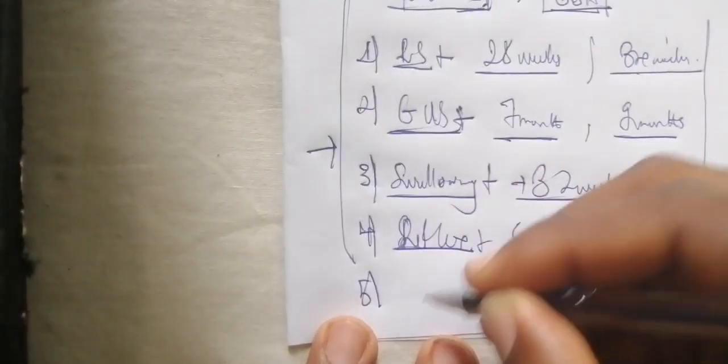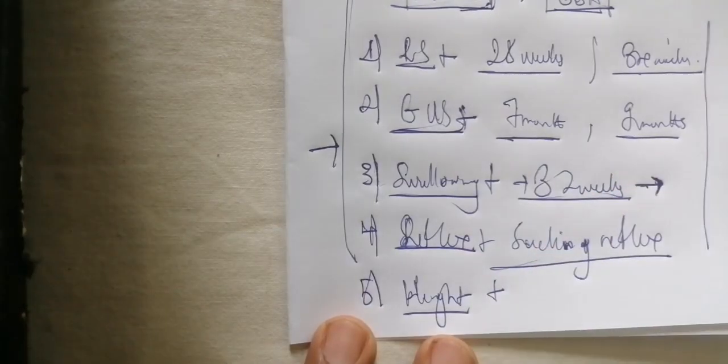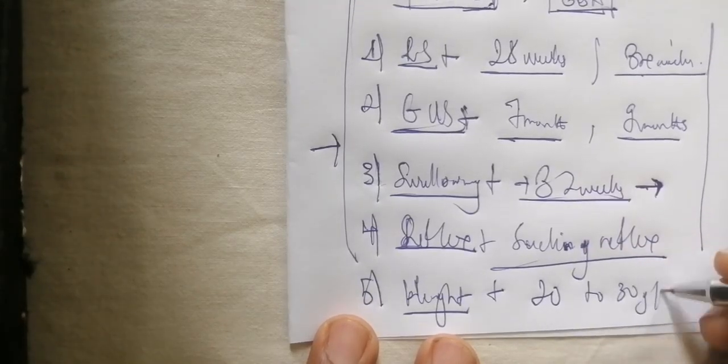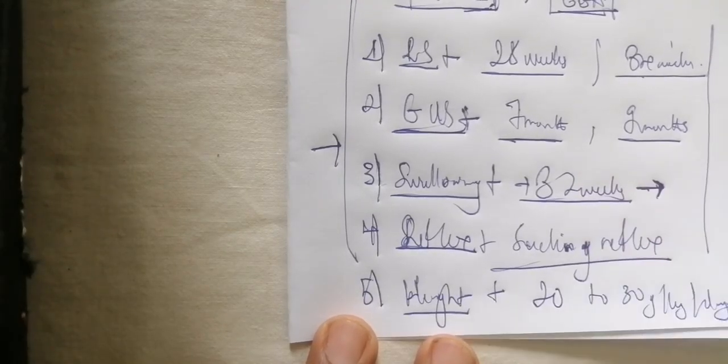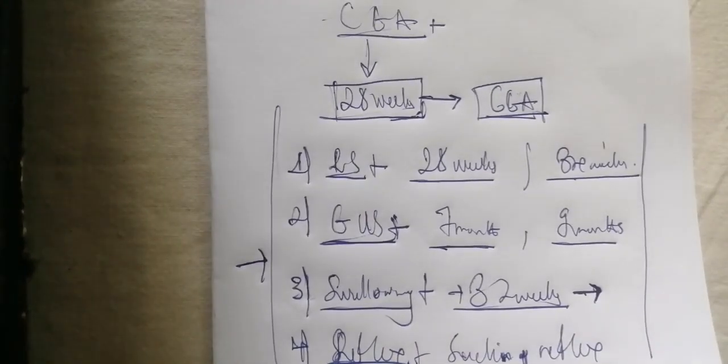And lastly, the 5th element is going to be the weight. Basically the weight gain, and that weight gain should be between 20 to 30 grams per kilogram per day. So those are the different elements that you have to evaluate for the mechanism of prematurity. After evaluating the mechanism of prematurity, you need to know now the etiologies of prematurity.